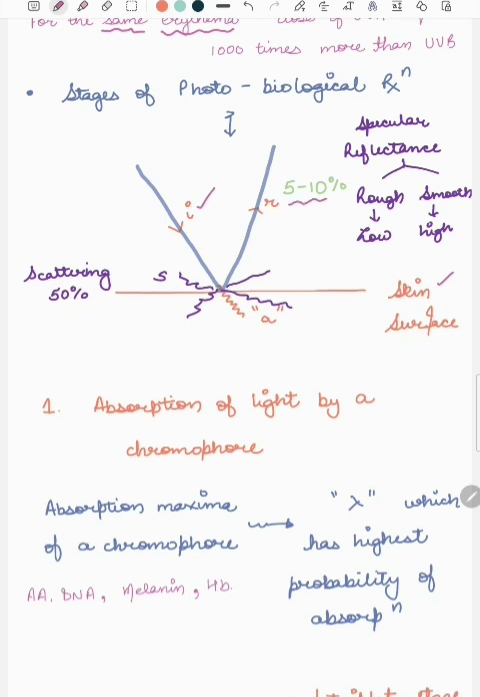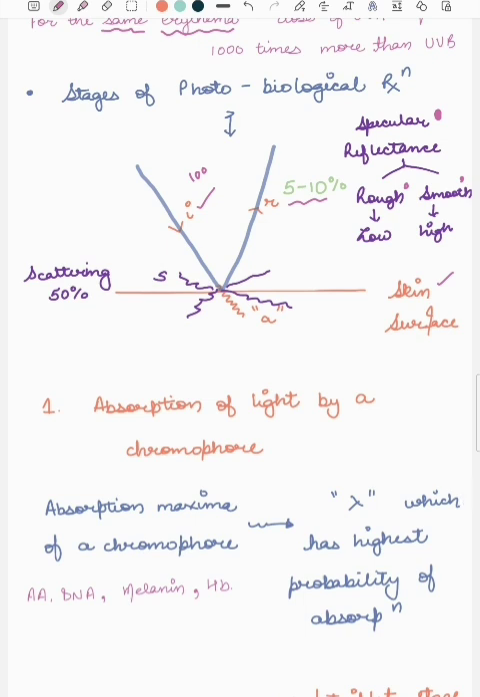5 to 10% of this is reflected. Now, what is specular reflectance? Specular reflectance depends upon how much the radiation is reflected. So if we have rough skin, the specular reflectance will be low, and if we have smooth skin, the specular reflectance will be high. So out of 100% of the incident radiation, 5 to 10% is straight away reflected from the skin surface.